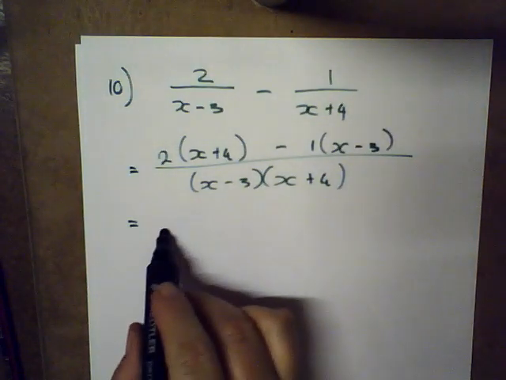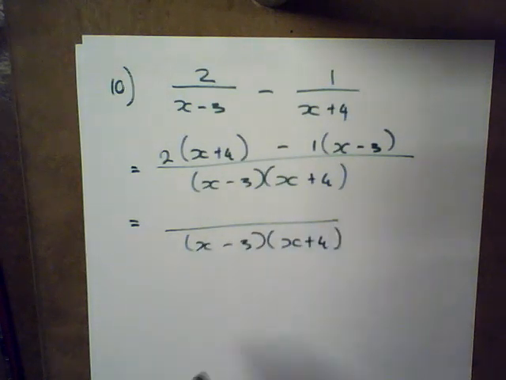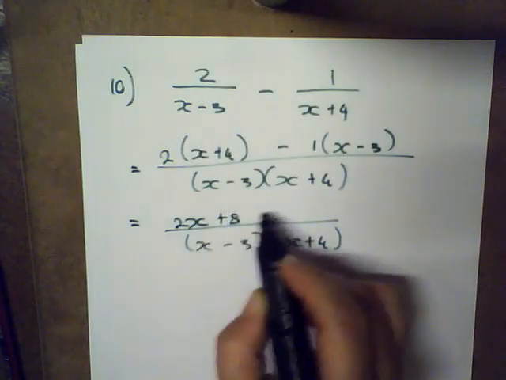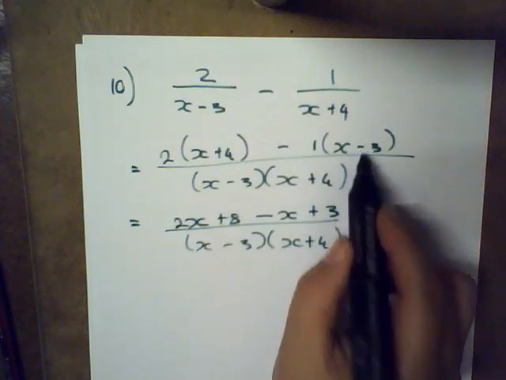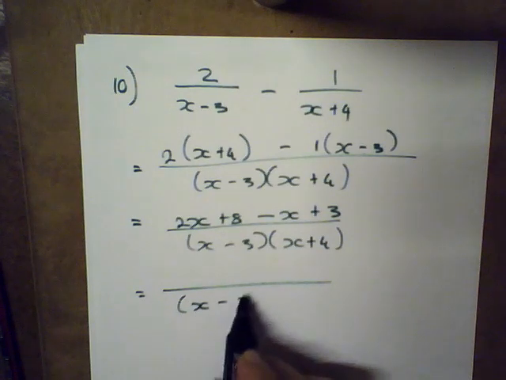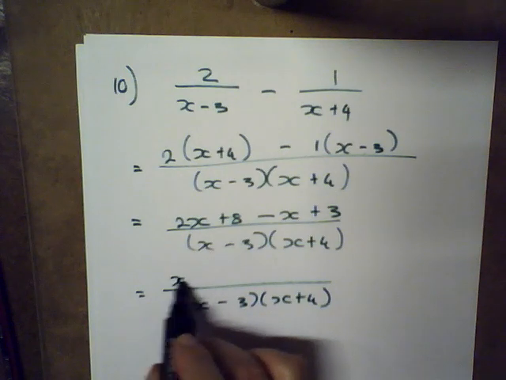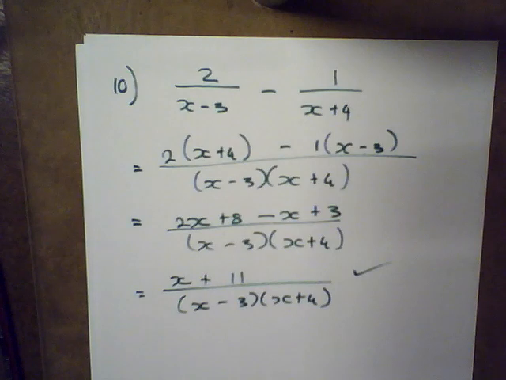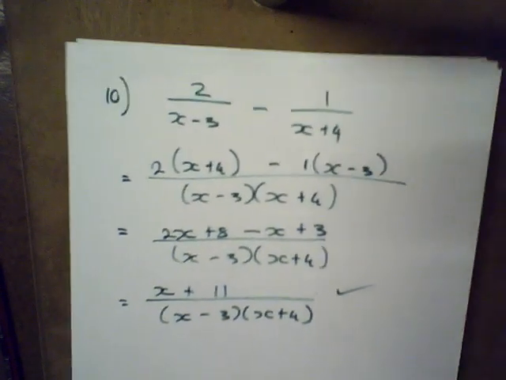Now we need to simplify this. So x minus 3, x plus 4 in my denominator stays there. I distribute, so that would give me 2x plus 8 minus x plus 3. A negative times a negative would give me a positive. The denominator x minus 3, x plus 4 doesn't change. That would give me x plus 11 in the numerator, and that's as a single fraction as far as we can go. Okay, good, so the next one is right.